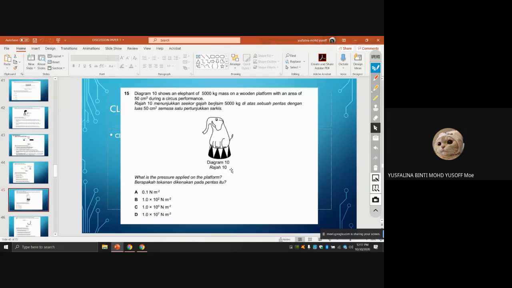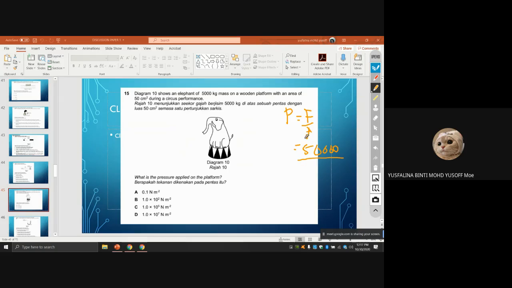Okay, for this part, diagram 10 shows an elephant of 5,000 kg mass on a wooden platform with an area of 50 cm square during a circus performance. What is the pressure applied on the platform? So for this one use P equals F over A. The force must be in Newton. The mass is 5,000, so the force is 50,000.